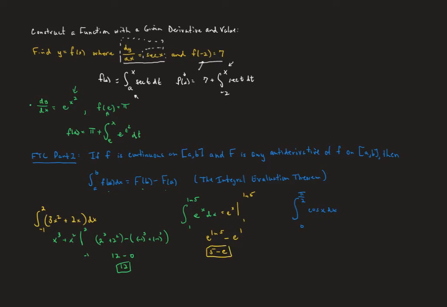And the integral of cosine is sine of x, going from 0 to pi over 2 is going to be sine pi over 2 minus sine of 0. Sine of pi over 2 is 1, and the sine of 0 is 0, and so we will get 1.